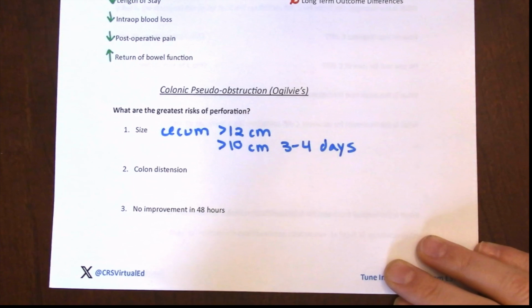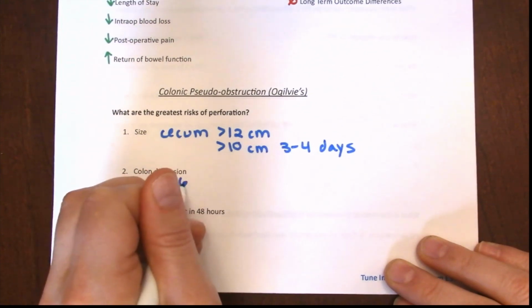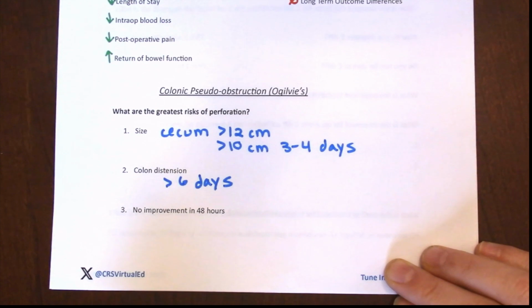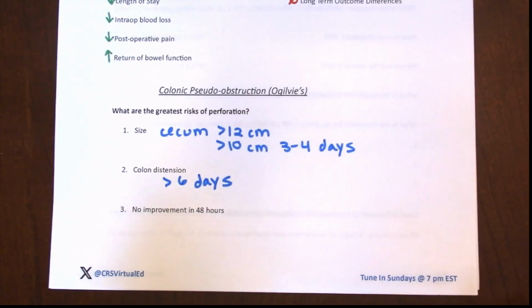next is if the colon has been distended for more than 6 days. Third is if there's no improvement after 48 hours. So both a combination of the size of distension as well as length.